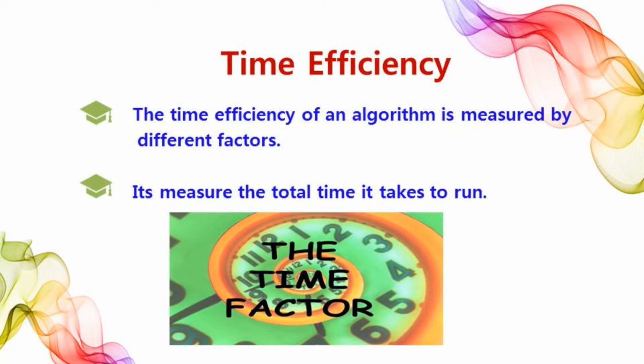Time efficiency is a measure of the amount of time for an algorithm to execute. Time efficiency is measured by different factors. It is nothing but measuring the total time it takes to run, that is, the execution time of an algorithm.